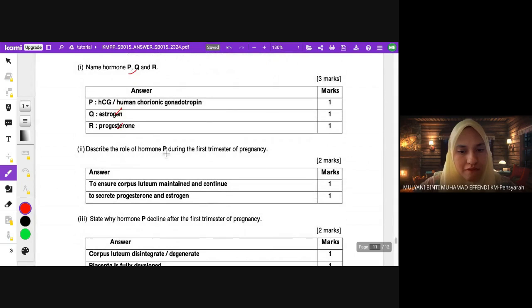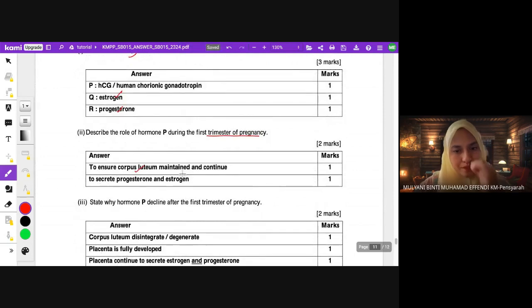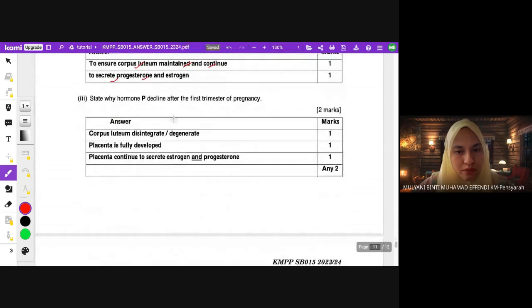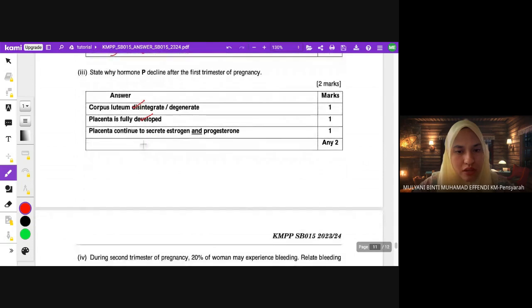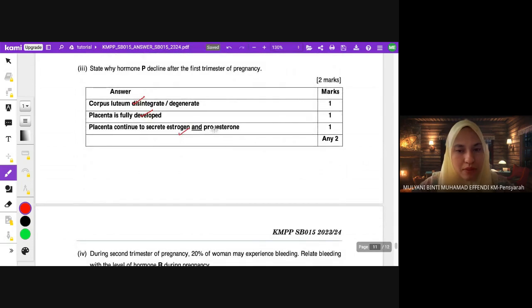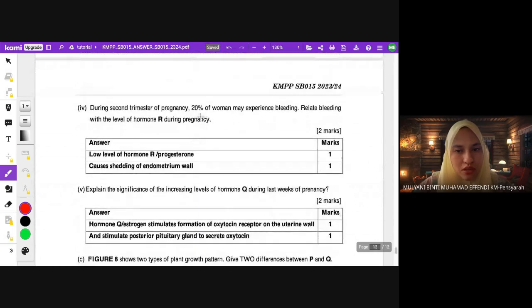So describe the role of hormone P during first trimester of pregnancy. Jadi hormone P tu adalah HCG. So to ensure corpus luteum to maintain and continue to be available lah dekat kawasan tu, so that dia boleh secretkan progesterone dan juga estrogen. Said why hormone P decline after the first trimester of pregnancy? Sebab corpus luteum akan degenerate and placenta akan mula fully develop and placenta pula akan ambil alih untuk secretkan progesterone dengan estrogen.